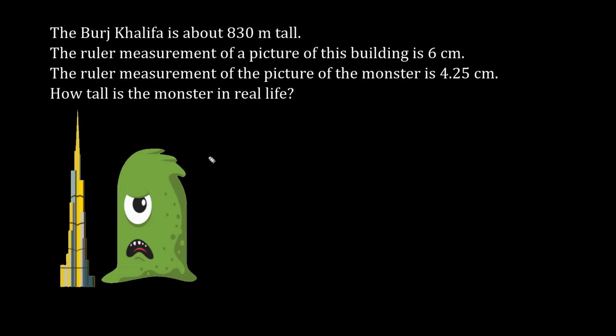Now let's try to find the height of this monster in real life. So the real height of this tall building, Burj Khalifa, is 830 meters tall. So we'll say that the real measurement, which is 830 meters, over the fake picture height, which is 6 centimeters, equals the real height, which is unknown, we'll call it h, of the monster, over the picture height of the monster, which is just 4.25. So we set up a proper proportion, and we should be able to solve for h.